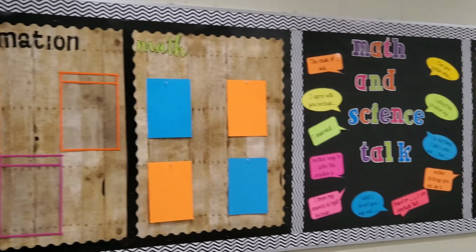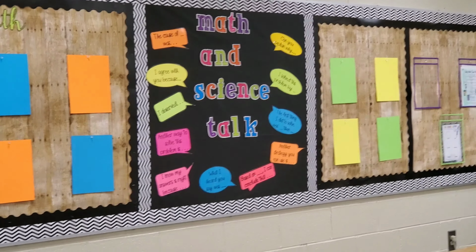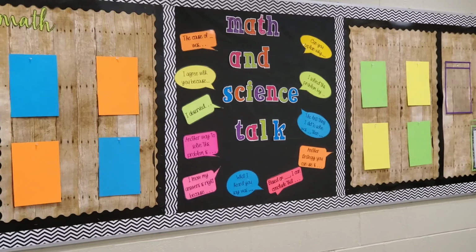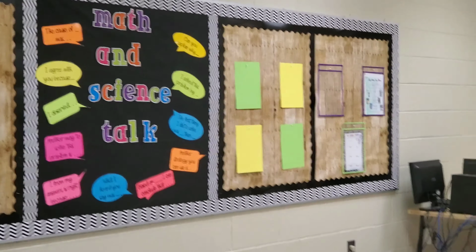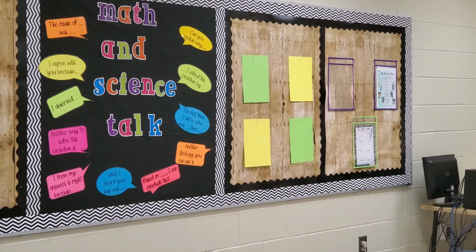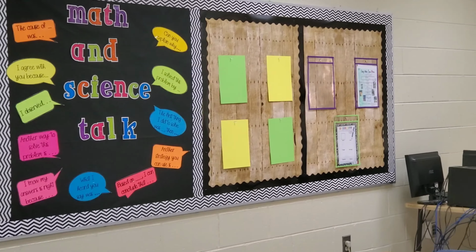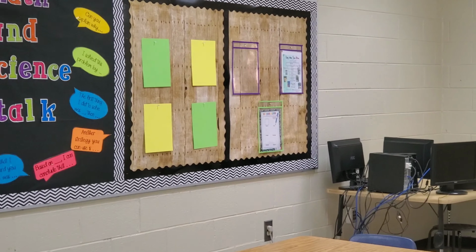Next, I will have my board where I will show my math student work. I also have my center board with my math and science talk, which has my math and science sentence starters. On this third board, these two I need to cut out some letters for, but the yellow and green board is going to be for my science student work, and my very last board will be my data.